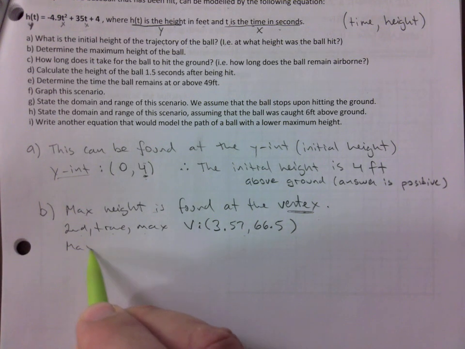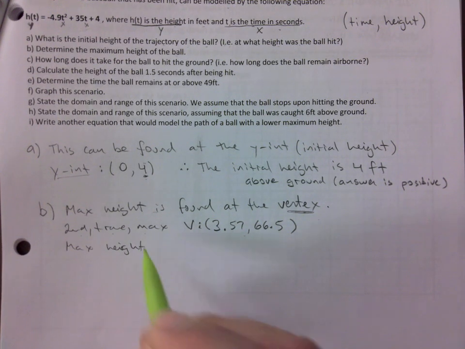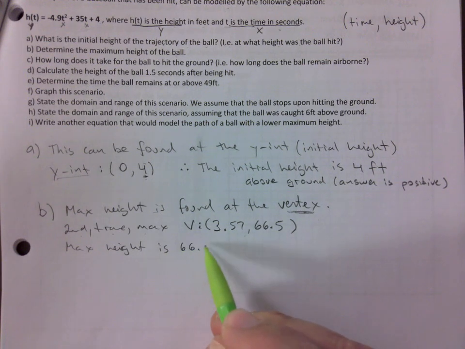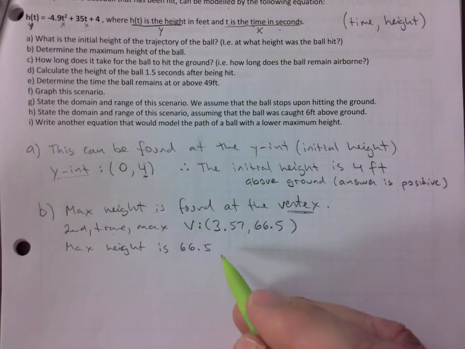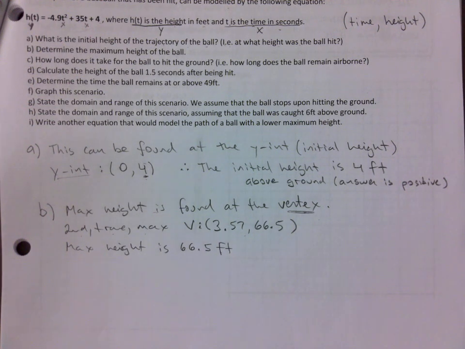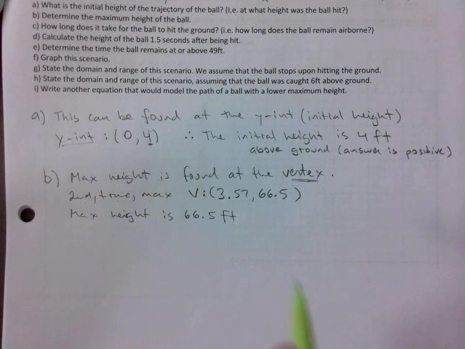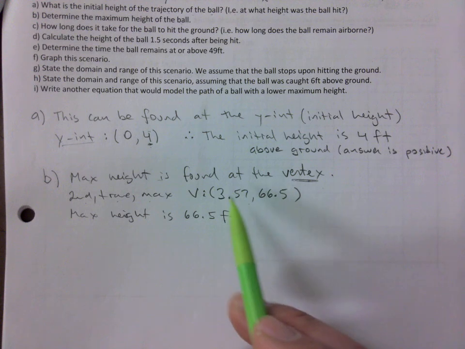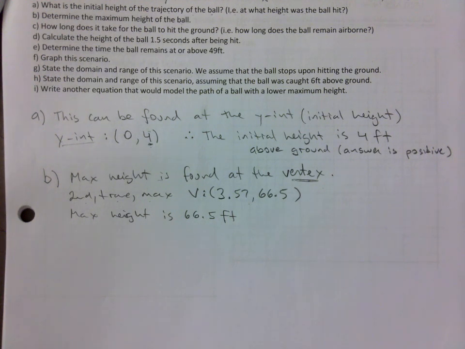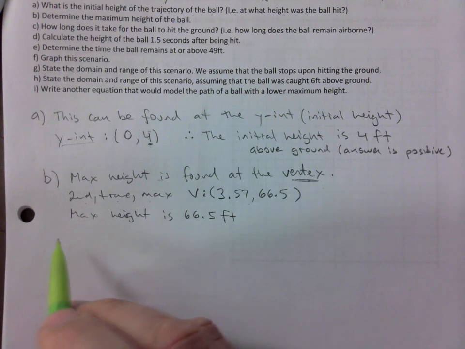So maximum height is 66.5, and there is always a unit. We are in feet. So just make sure you put feet down. It's going to come down to the little things that are going to cost you marks if you don't put them down, right? So I really want you to show me how you found the vertex, but then you tell me that the 66.5 is actually the answer. Because if you just give me this, you're close, but we don't know if you know which one of these two numbers answers the question, okay?